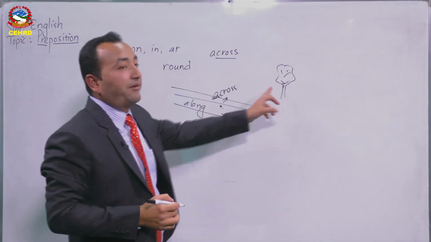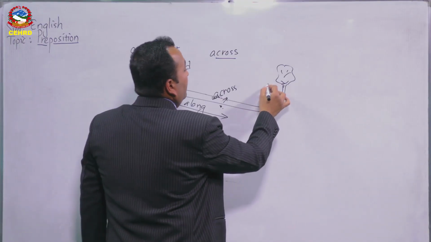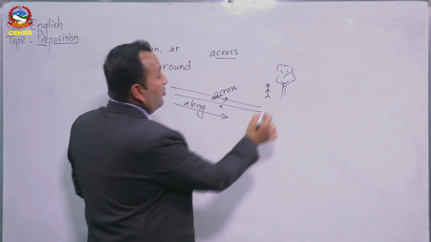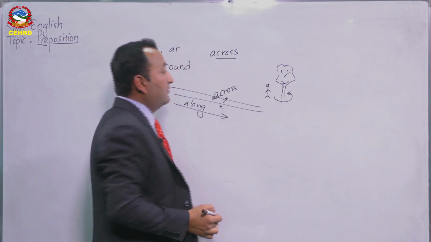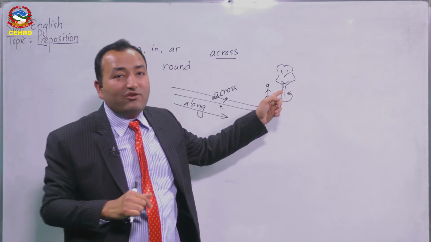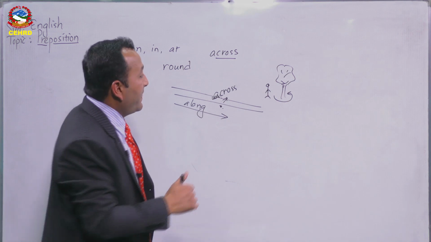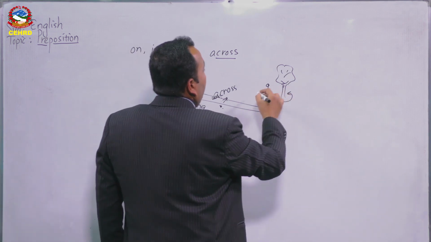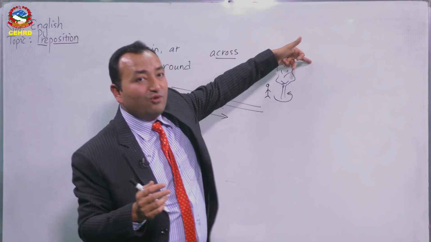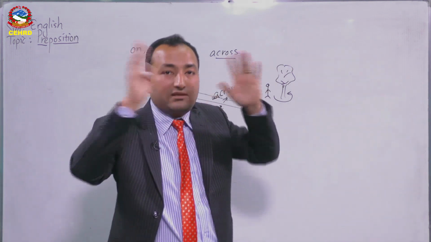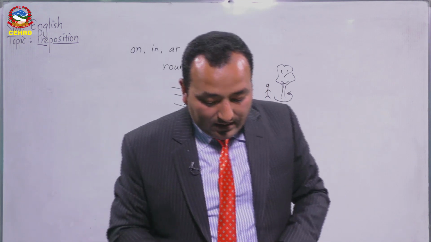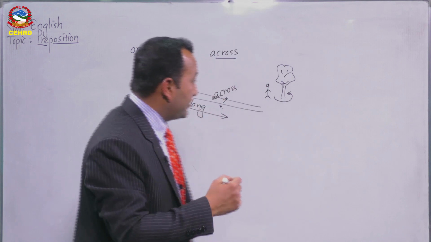Suppose here is a tree. Here is a boy. The boy moves round, goes round. You know what round means? Round. Then over. I've already told you, over, going without touching. Just up, going without touching. Vertically up, over. And towards.